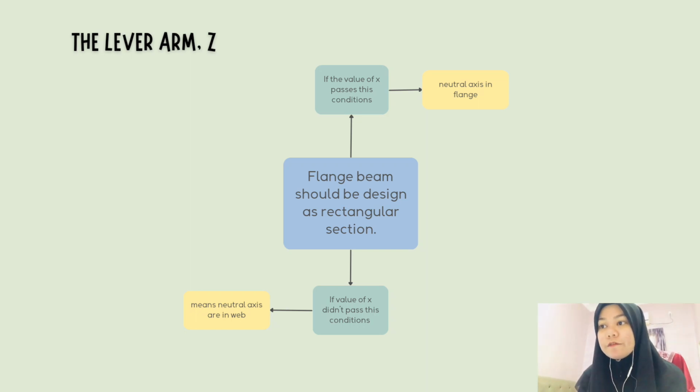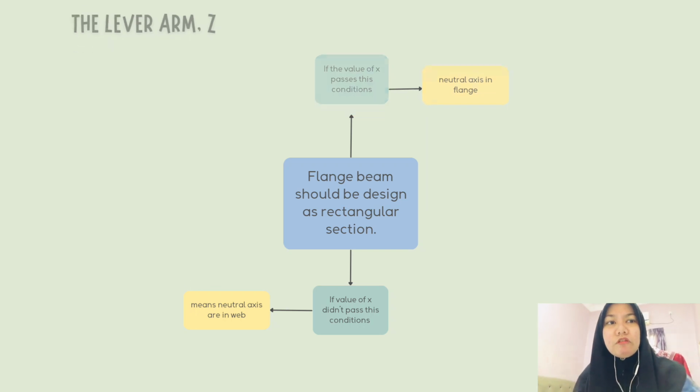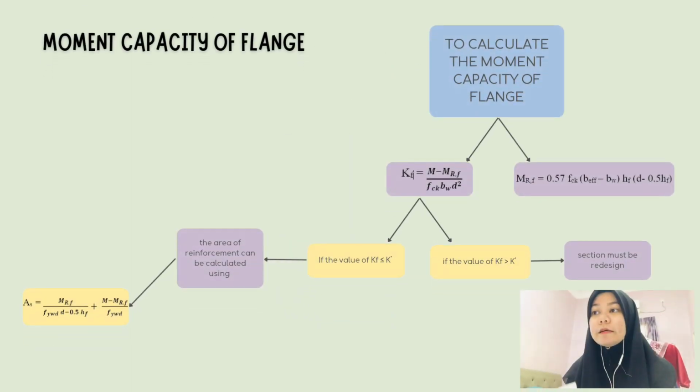Therefore, to calculate the moment capacity of flange, we use the MRF equation and KF equation. If the value of KF is less than or equal to K prime, the area of reinforcement can be calculated using the As equation. If the value of KF is more than K prime, the section must be redesigned.